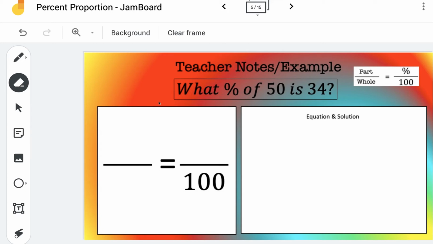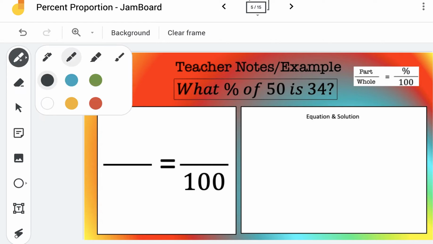All right, for this problem, we're going to use the percent proportion to figure out the problem: what percent of 50 is 34? All right, so imagine you took 50 shots in basketball and you made 34. I want to know what percent that is. All right, so come over here and grab a pen or a marker if you don't have one yet.